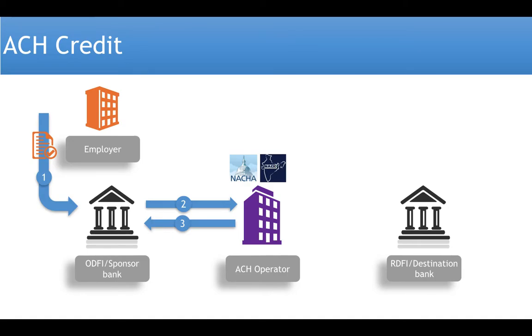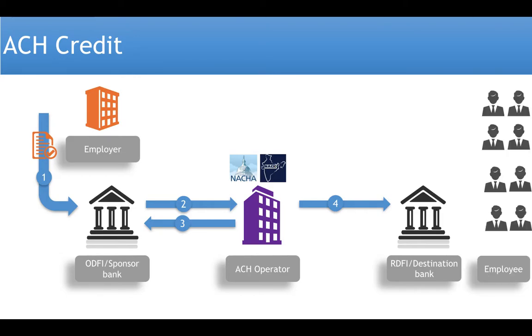Once the sponsor bank submits the file to the ACH operator, the ACH operator will give a response, an acknowledgement, you can say, that I have received the file. Okay, so in the fourth step, after receiving the file, the ACH operator will segregate it on the basis of the destination bank, I mean the employee's bank, and the file will go to the destination bank. Now what will the destination bank do?